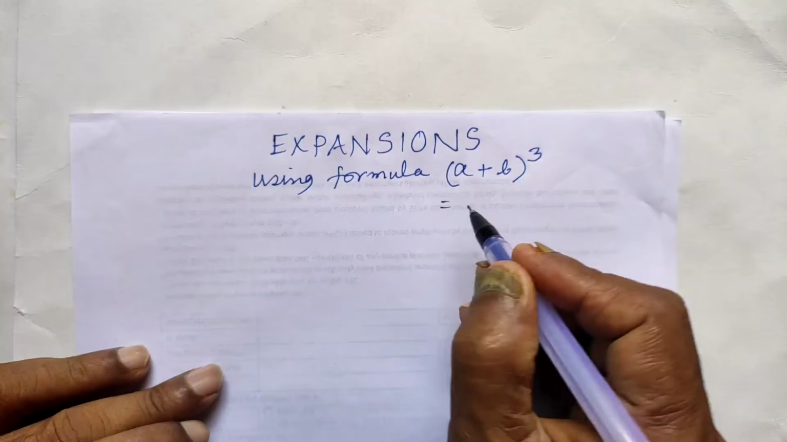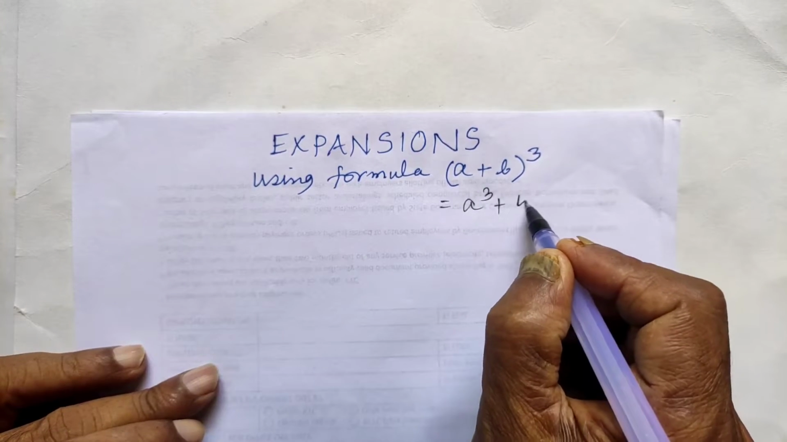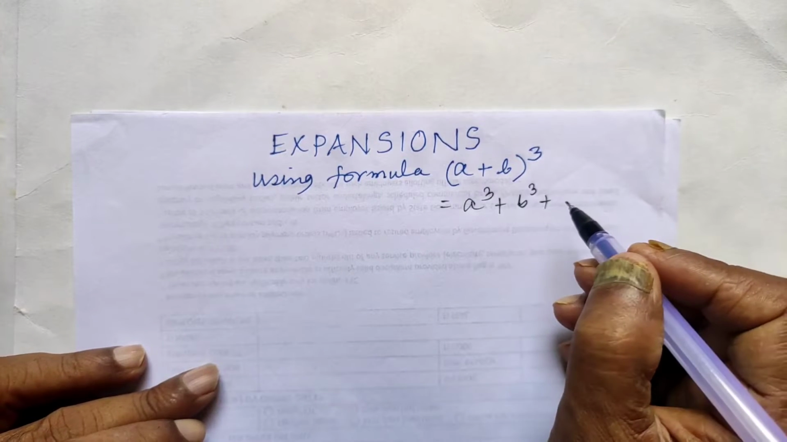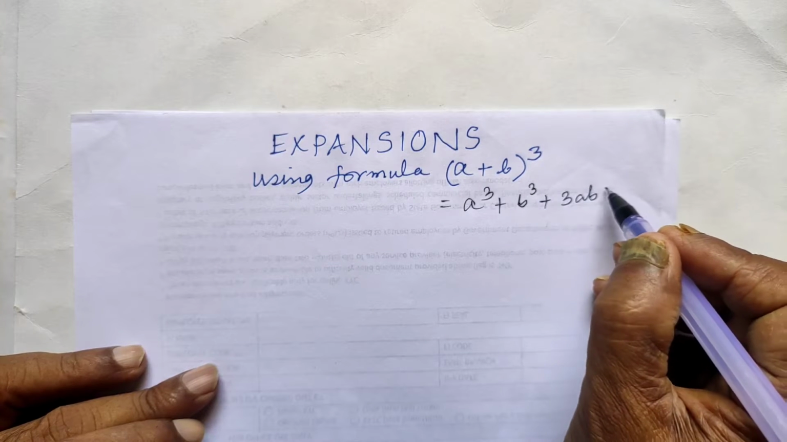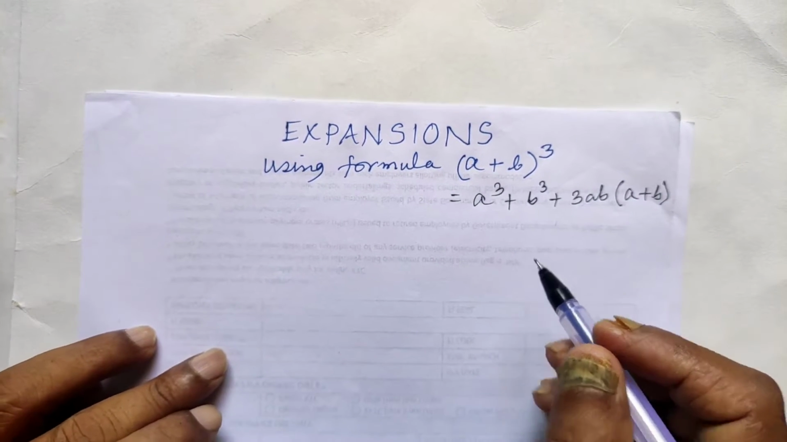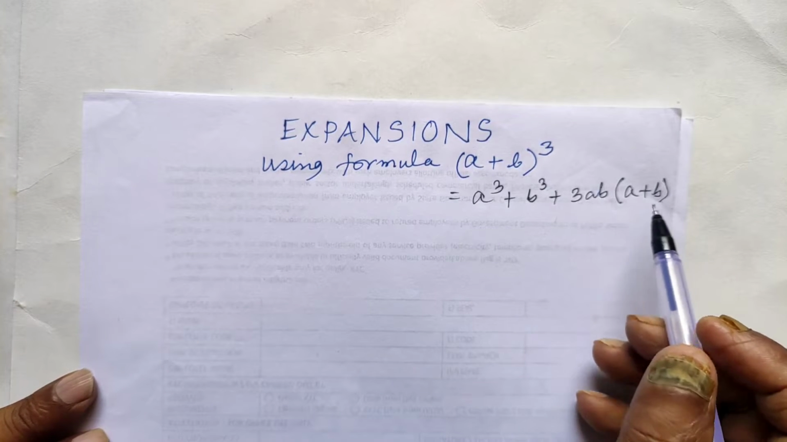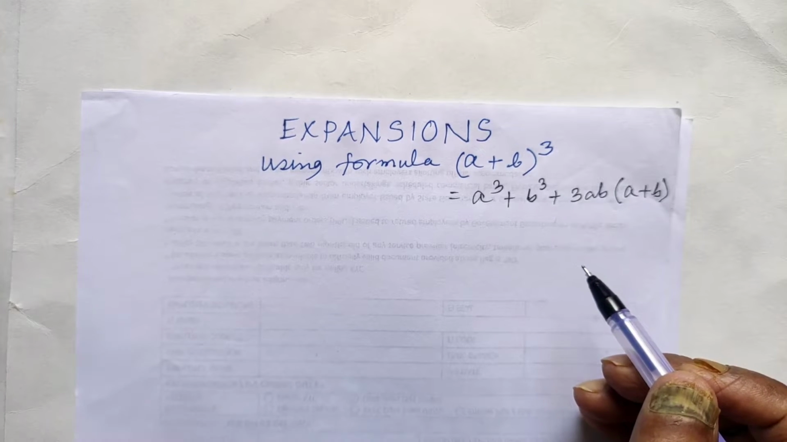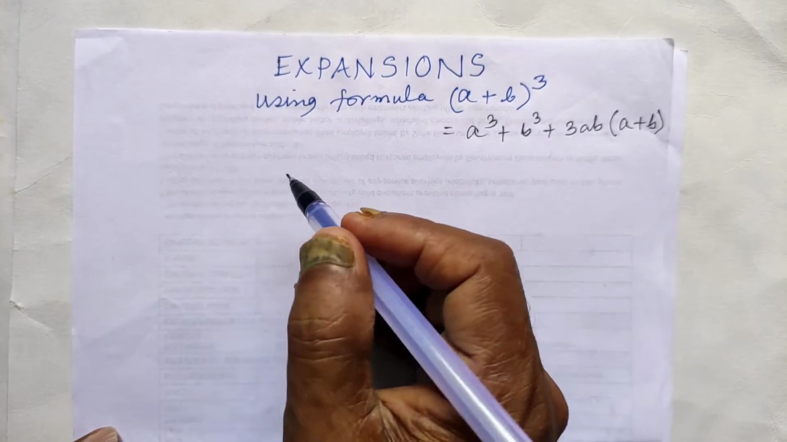The formula is this: a cube plus b cube plus 3ab into (a plus b). This is the formula, all right. So, a cube plus b cube plus 3ab into (a plus b). Using this particular formula, we will be doing some work. Let us do this work, all right.